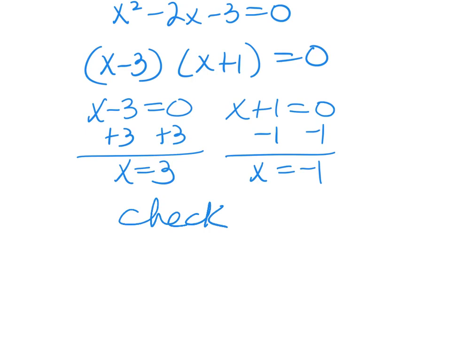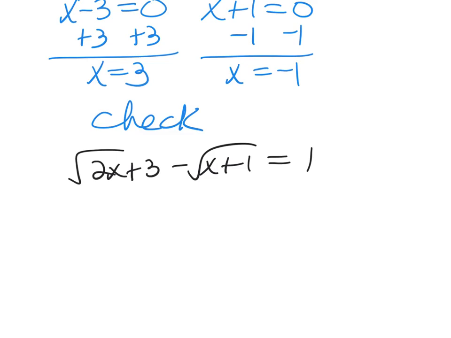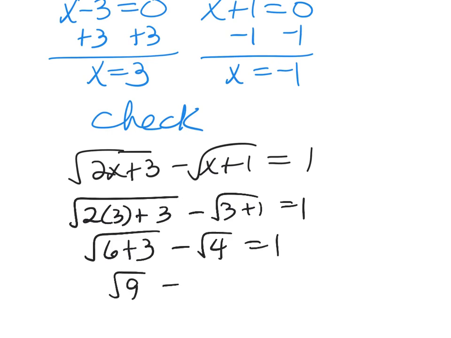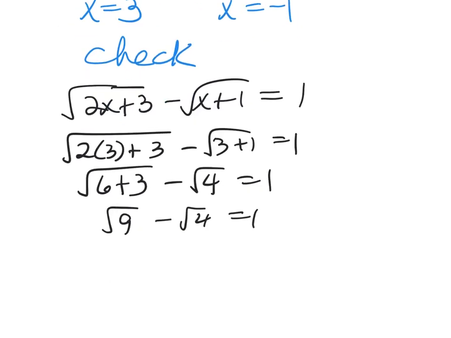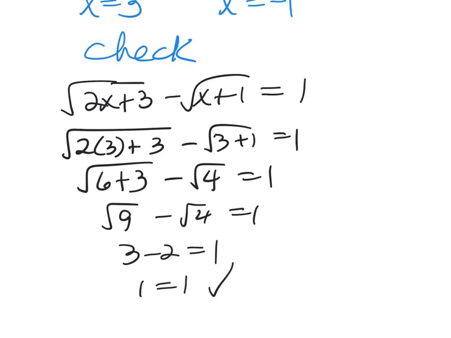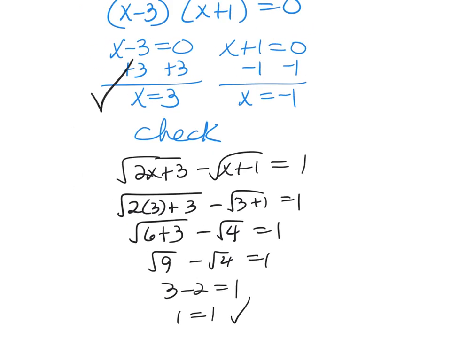Original problem was the square root of 2x plus 3 minus the square root of x plus 1 equals 1. So 2 times 3 plus 3, minus 3 plus 1 equals 1. So 6 plus 3, 3 plus 1, square root of 9 minus square root of 4, 3 minus 2, 1 equals 1. The first one checks. We have to check the second one.